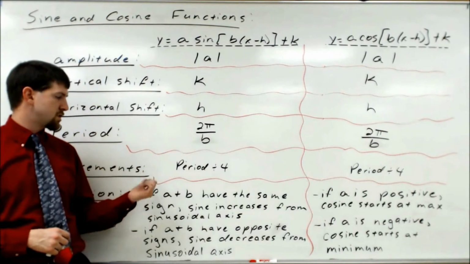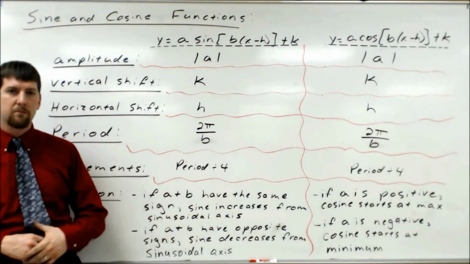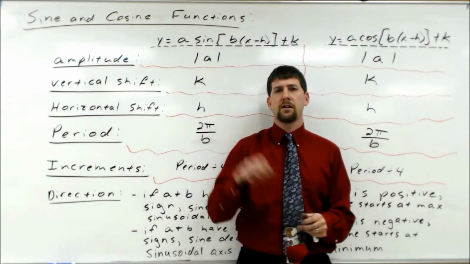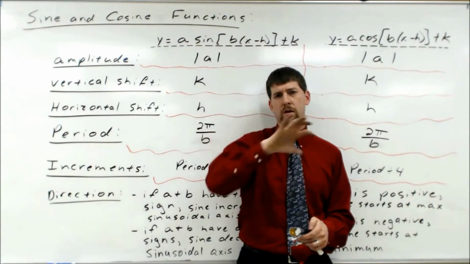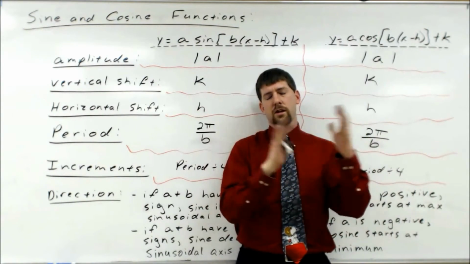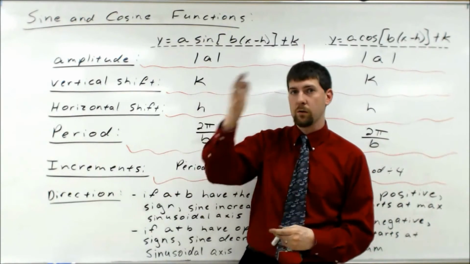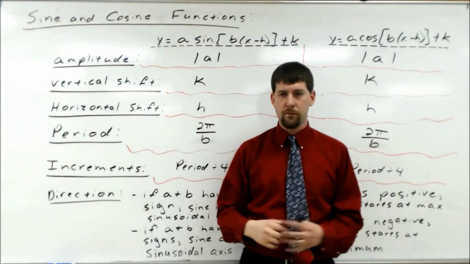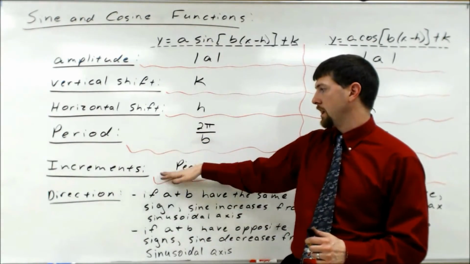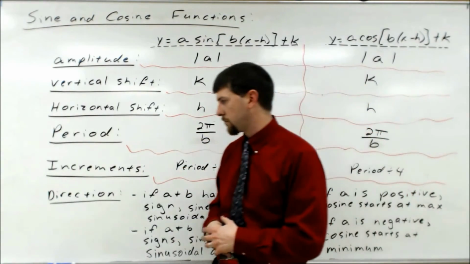Increments are just going to be the period divided by 4. And that just comes back to there being 4 quadrants, the 4 different parts of each of our sine and cosine functions. So we just want to show that it's spaced equally and we get the same shape through each quadrant or through each portion of the curve. So that's where the increments come from. You just do the period divided by 4.